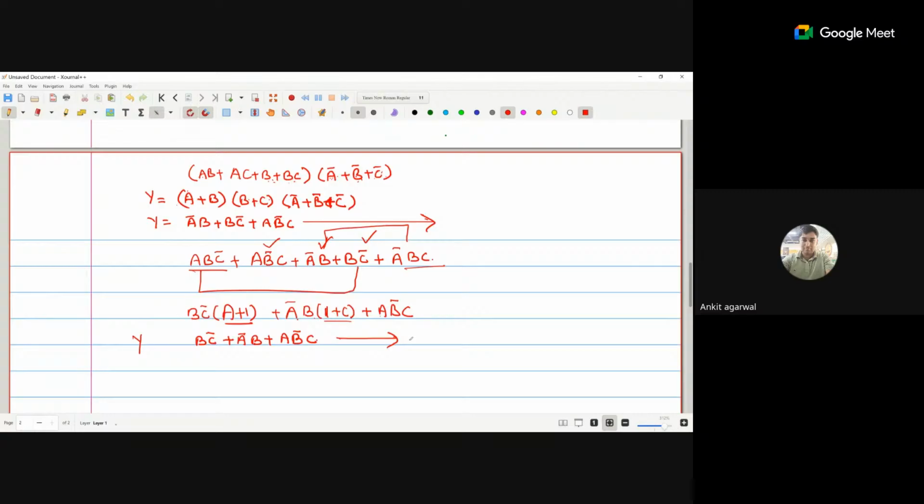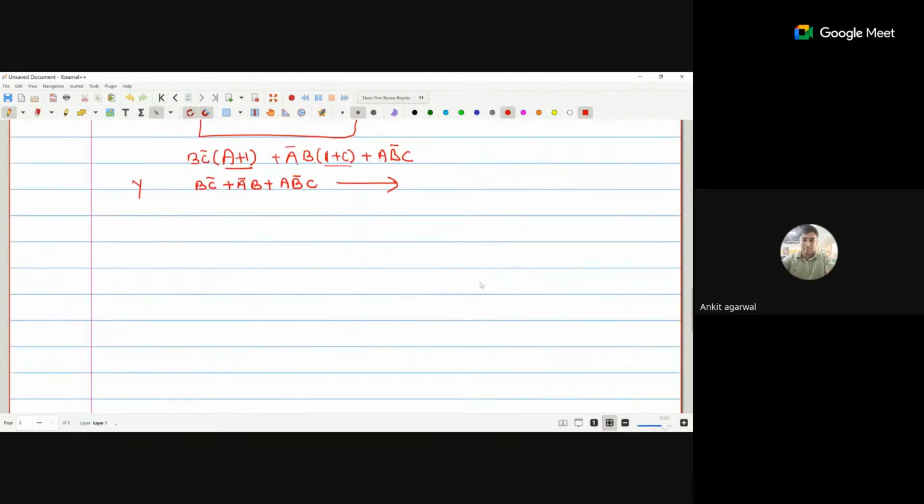If the options are given in the SOP form, we solve in the SOP form. And if options are available in POS form, we solve in the POS form. Clear? Yes, sir. Okay.